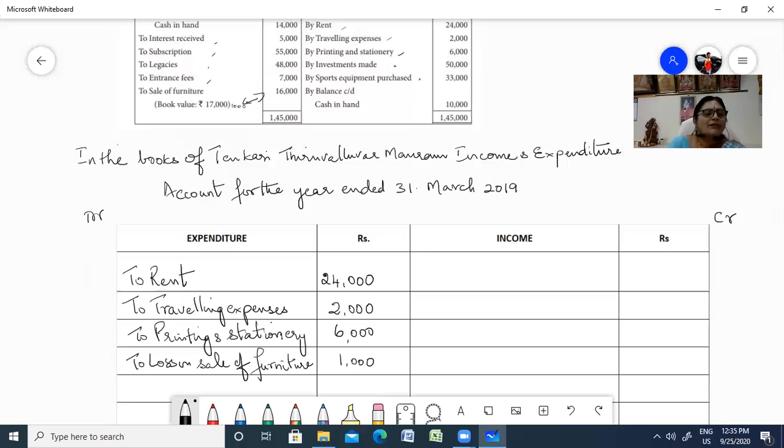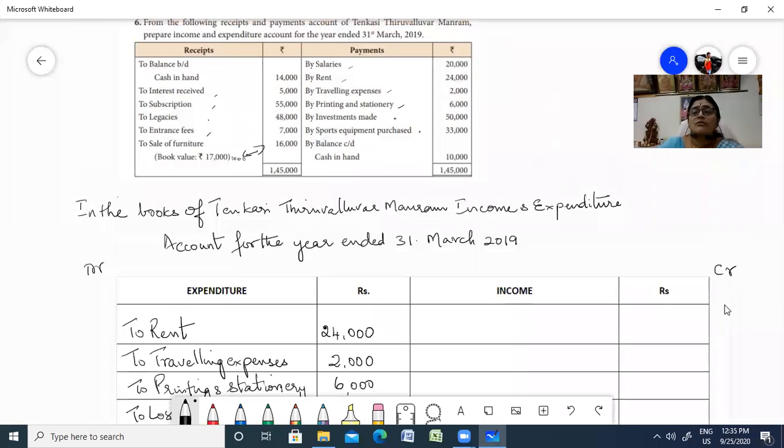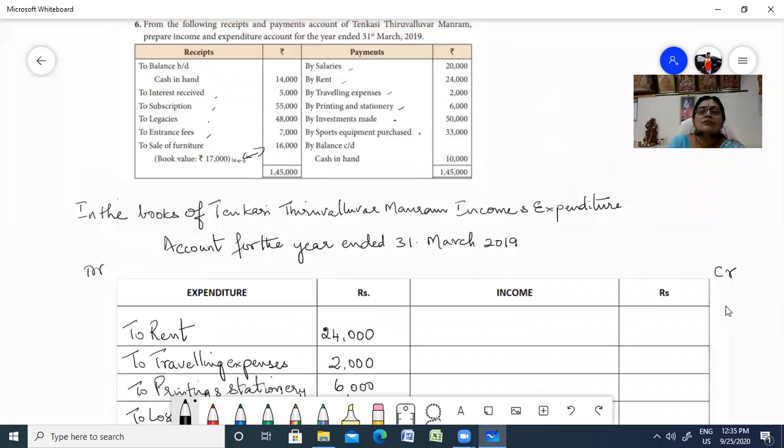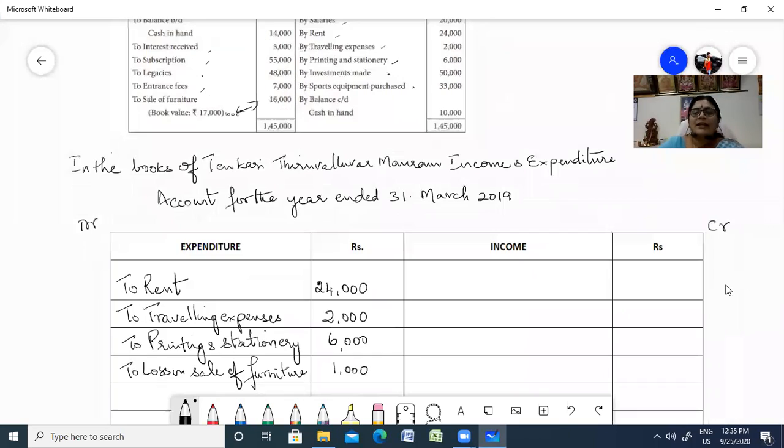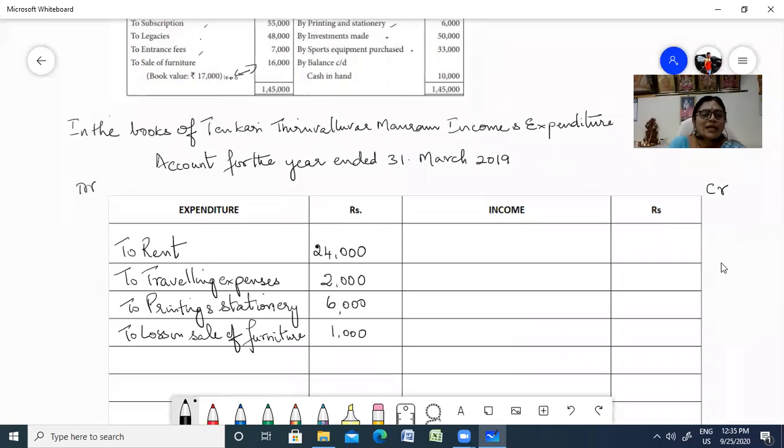To rent, to traveling expenses, printing. Just check your problem, whether we have left out anything. Yes, salary 20,000, we didn't record. See here, salary 20,000. That's why you should always check. So salary, rent, traveling, printing, that is 4, plus 1, 5 items. So we have here to salary. Always after recording the income statement, you check once again your receipts and payments.